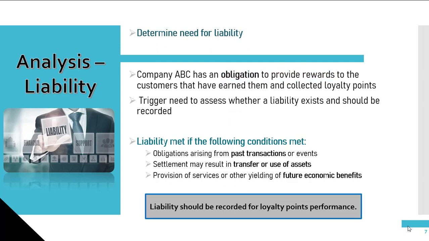Under ASPE, a liability is met if the following conditions are met. This includes obligations arising from past transactions or events. Settlements may result in transfer or use of assets and provision of services or other yielding of future economic benefits. In this case, the obligating event of the initial purchase is a past event, and the settlement of the points upon redemption in the future at a discount is a transfer of assets that will also have future economic benefits to company ABC. Therefore, the conditions are met and a liability for the loyalty points should be determined.